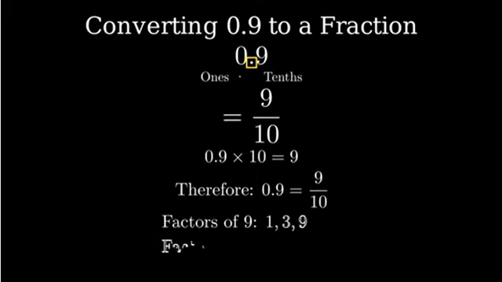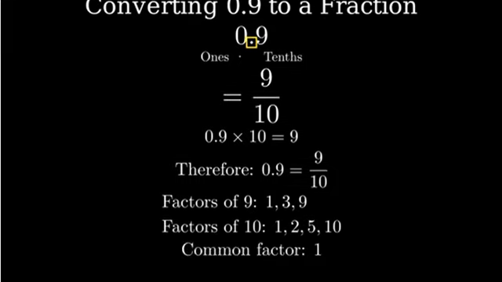To simplify a fraction, we need to find the greatest common factor of the numerator and denominator. Let's list out the factors of 9 and 10. Looking at these factors, we can see that 9 and 10 only share 1 as a common factor.